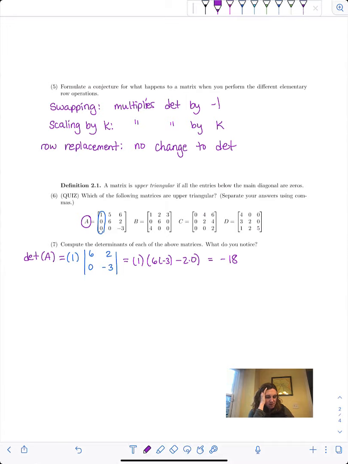Just to change it up a little bit, let's do B with our little crisscross method. So recall what we do there is we write the columns of B, the first 2 columns. Let's see here. We take the first 2 columns of B and we tack them on to the end.